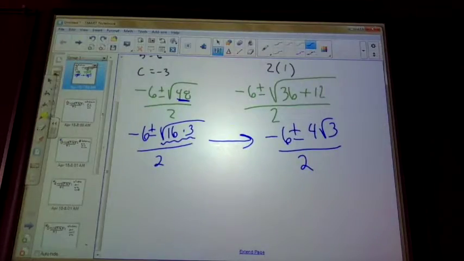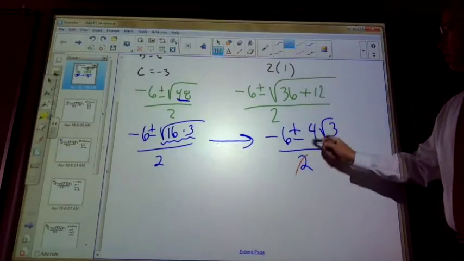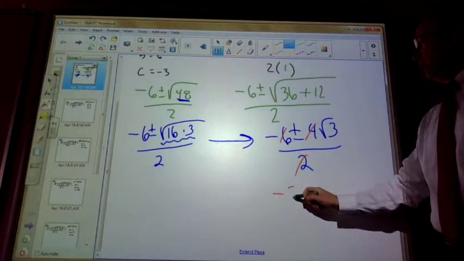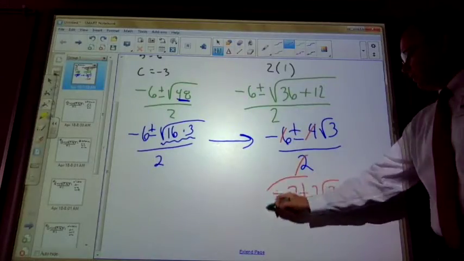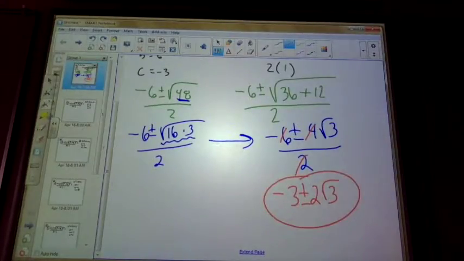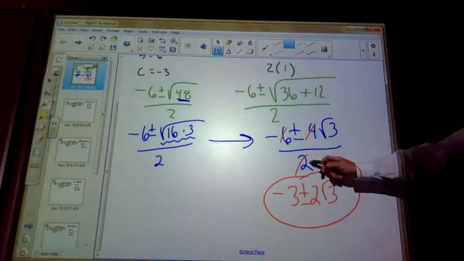Almost. If you got to this point, this is probably a 4-point problem. If you got to that point, you would get 3 out of 4 points. Why am I saying that? Yeah, I can reduce a little bit. The fraction itself can reduce. So 2 goes into 4 and goes into 6. So I got negative 3 plus or minus 2 square root 3 for an answer. Okay. Hey, why did I not reduce 2 into the 3?